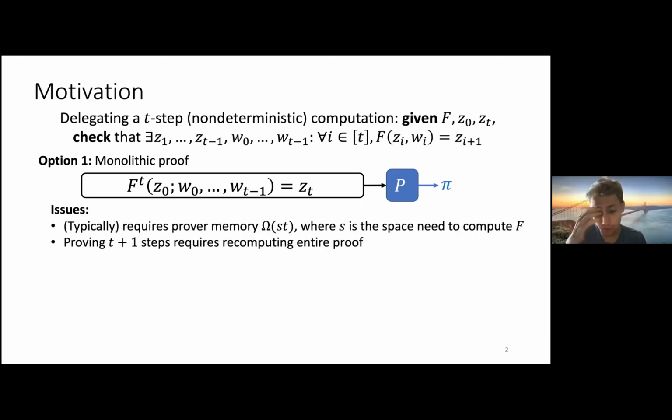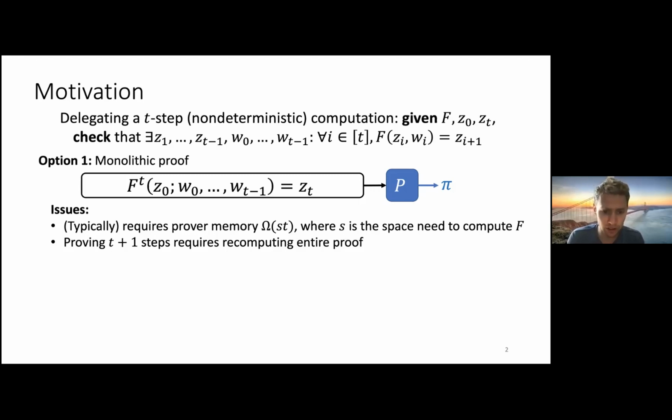The issues with it are that it typically requires a lot of memory. I have to store the entire computation in memory, so it's linear in the space needed to evaluate f times the number of steps that it takes. Sometimes it's even superlinear in that, like I need to apply maybe some FFT to it. And this is both theoretically and practically an issue.